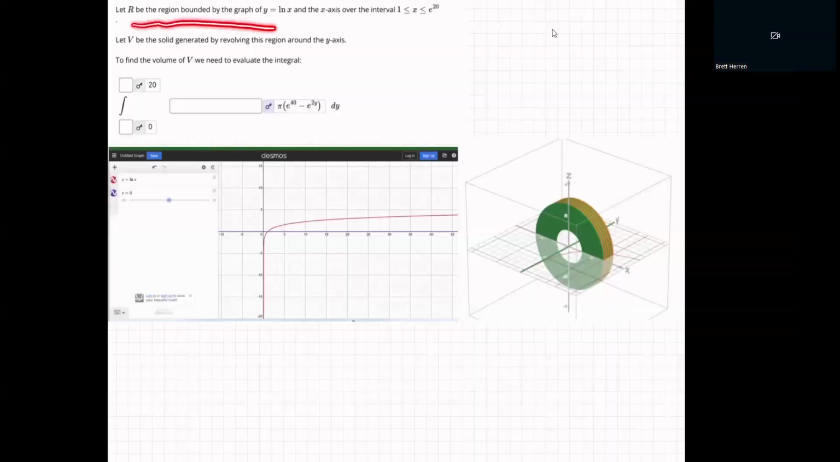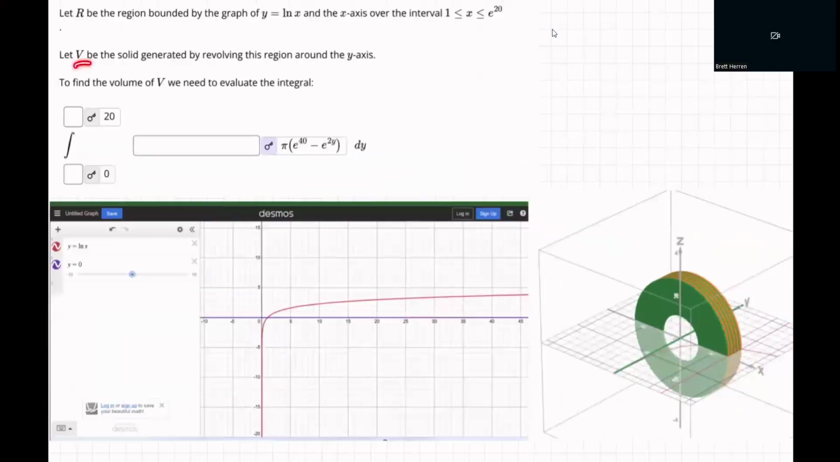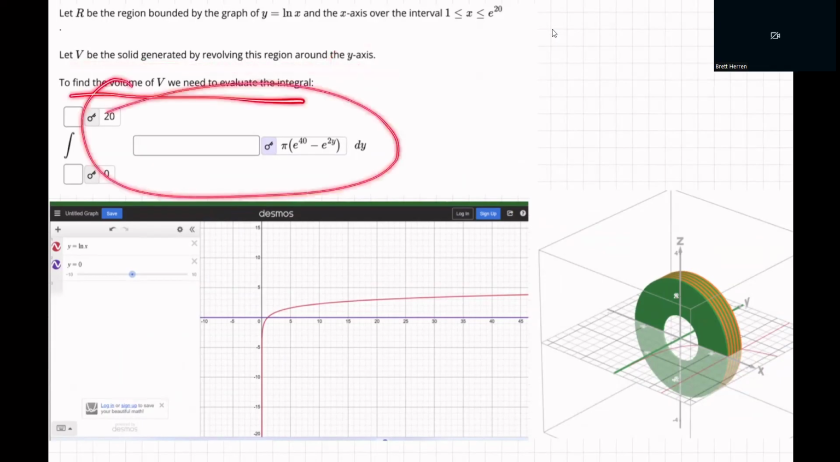Let R be the region bounded by the graph y equals natural log of x and the x-axis over the interval x between 1 and e to the 20th. Let V be the solid generated by revolving this region around the y-axis. Find the volume and set the integral to find the volume.